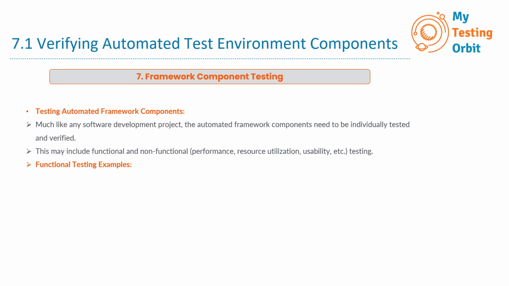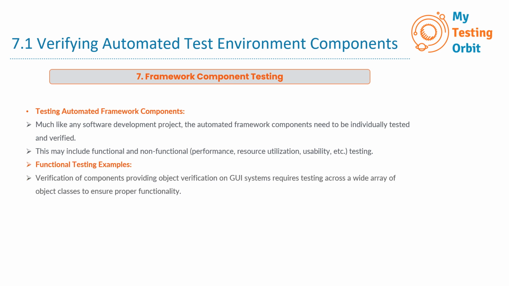Now let's have a look at the functional testing examples. Verification of components providing object verification on GUI systems requires testing across a wide array of object classes to ensure proper functionality. For example, checking if a testing tool can accurately identify and interact with various screen elements like buttons, dropdowns, or text fields on a website to ensure that they all function properly.